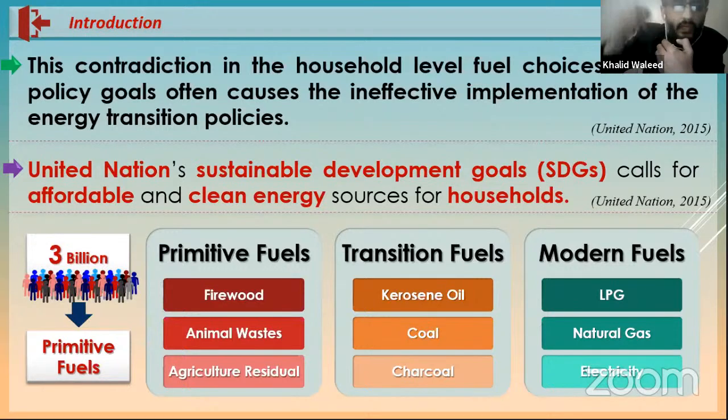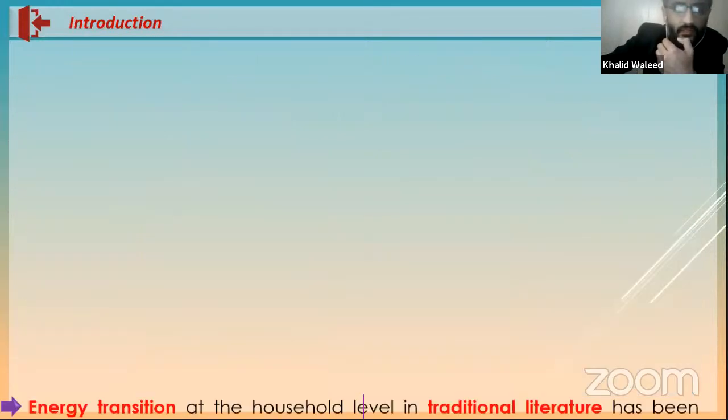Primitive fuels are such fuels which emit pollutants, and they are less efficient and inefficient. These fuels are firewood, animal wastages, and agriculture residuals. Transition fuels are kerosene, coal, and charcoal, whereas modern fuels include LPG, natural gas, and electricity.